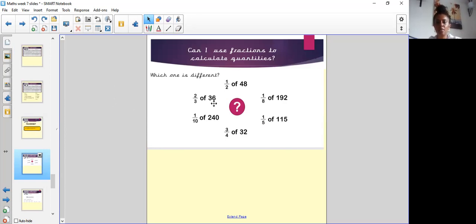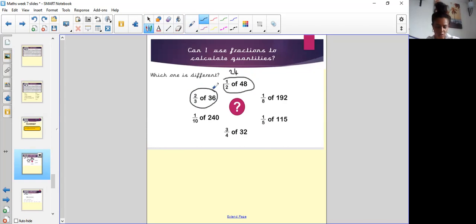Okay, so let's have a look how we would work it out. So we need to work out each of these questions. So we need to do half of 48. So half of 48 is 24. 2/3 of 36. So we need to work this out here. 2/3 of 36 is also 24. 1/10 of 240 is 24. 3/4 of 32 is 24.